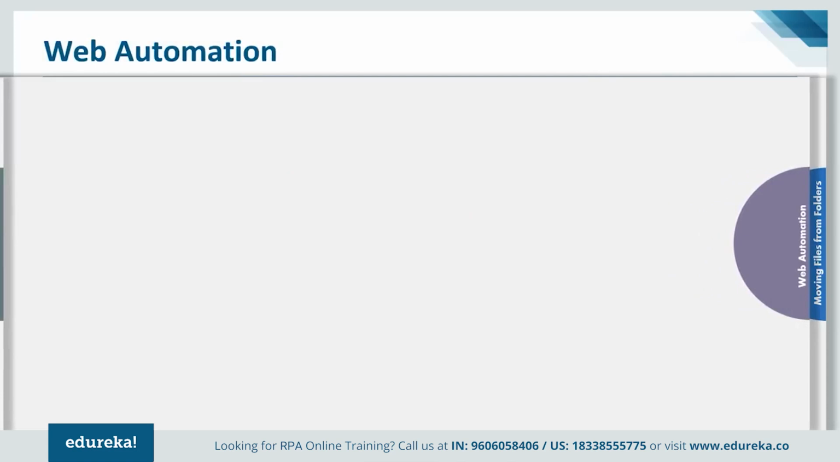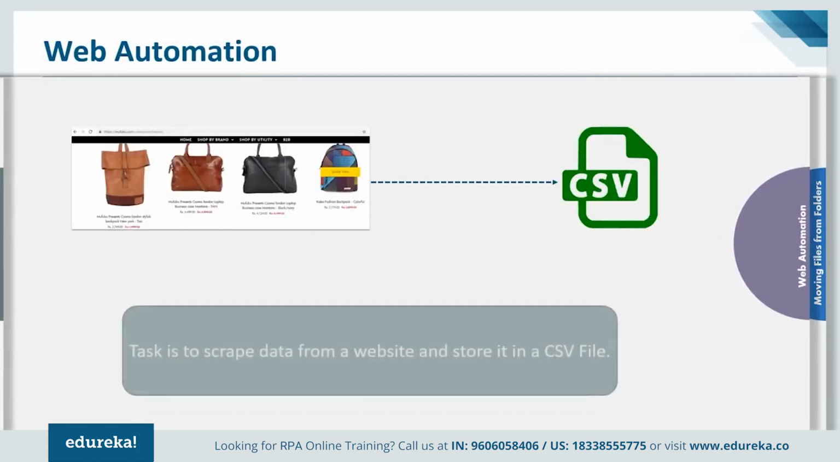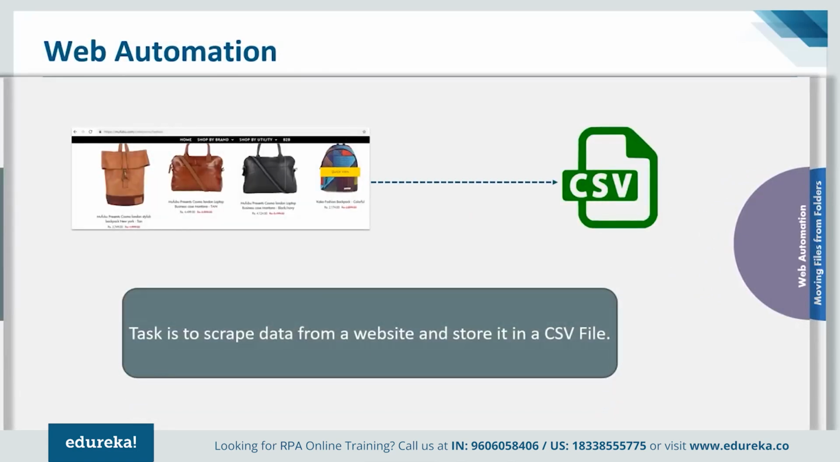Now let's move to the next automation, that is basically our web automation. So the main task of web automation is that we want to scrape the data from the website and then store it in a CSV file.